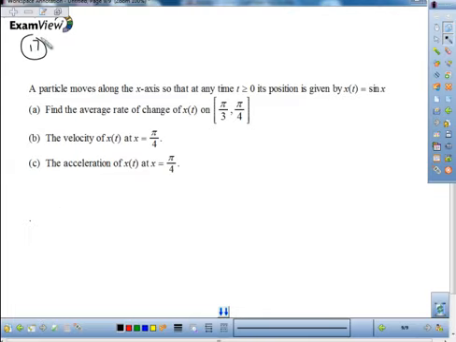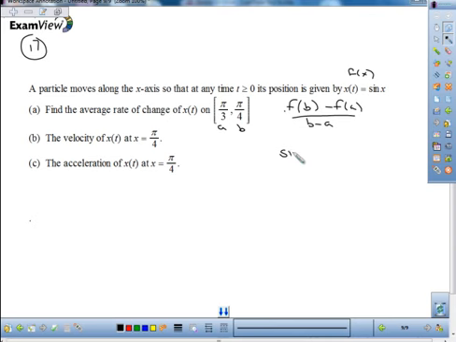So a particle moves along the x-axis so that at any time its position is sine of x. Find the average rate of change. So my average rate of change is my slope formula. So I'm going to have f of b minus f of a over b minus a. So here's a, here's b, and here's my function.